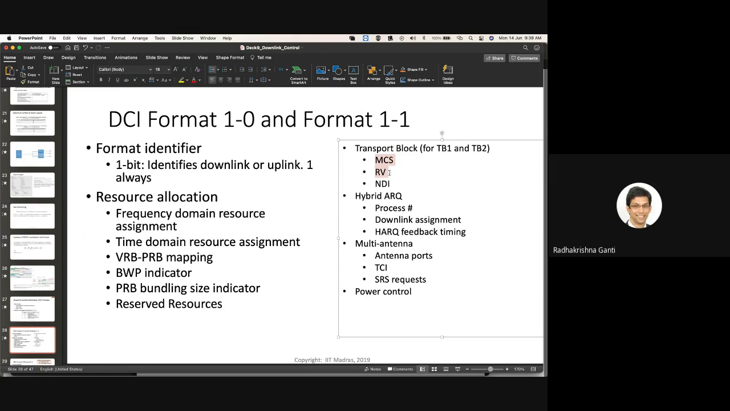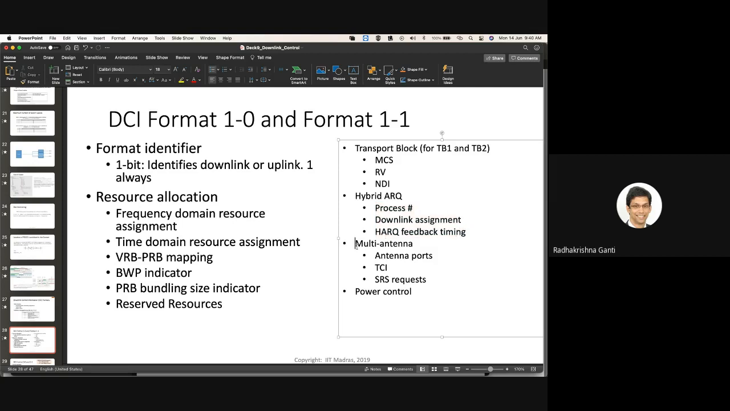We saw this redundancy version when we did the circular buffer, whether it's the first transmission, second transmission, third transmission. NDI means new data indicator, whether it's new data or it's old data corresponding to the previous transmissions. It will also identify the hybrid ARQ process. It will tell you which part of hybrid ARQ. Hybrid ARQ allows for 16 processes in 5G NR, so it will tell you the process number.